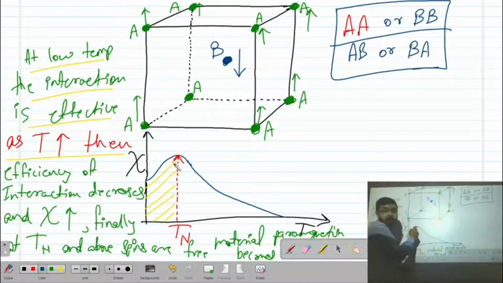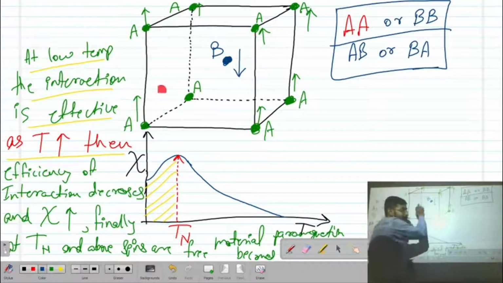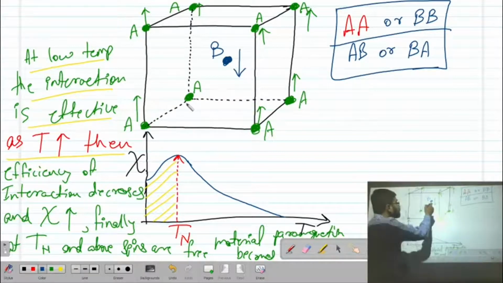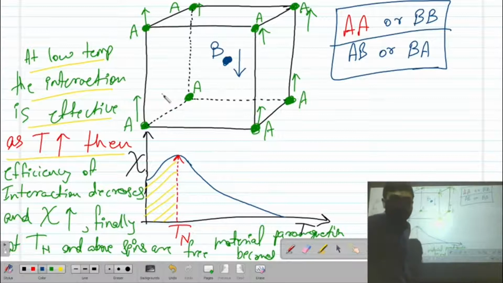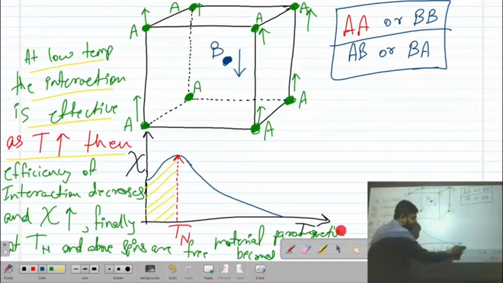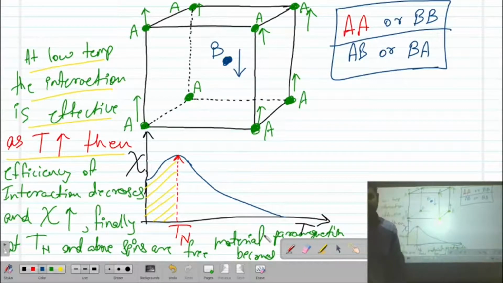It is sufficient to break down the interaction between these two dipoles, and they will lose their orientations. This dipole and this dipole will lose their orientation, and it may happen that this can go to this direction or this can go to this direction. So you will see a decrease in the susceptibility, and at some point it will become paramagnetic.